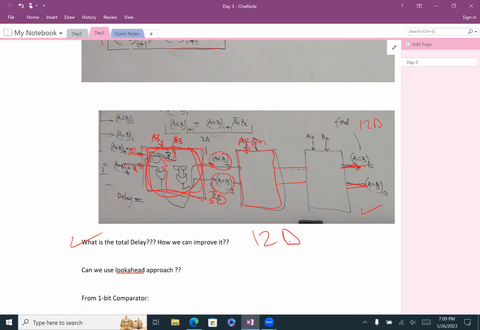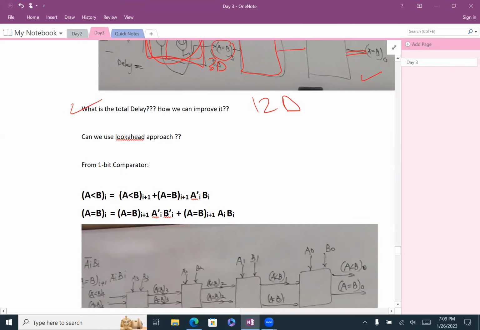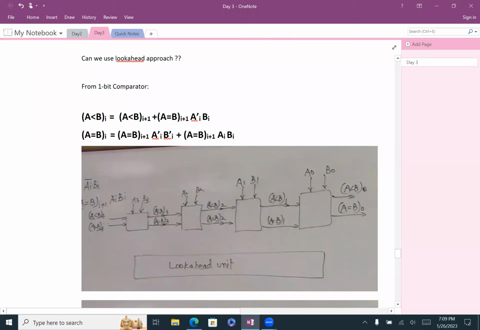Now, again, how can we speed up the process? What we did with the carry issue: yes, we used look ahead, and we tried to break the connection. We try to find if there is a way to find A less than B and A equal B before, and that's going to help us speed up the process. All right, so that's how the circuit is going to look, and we will see how we can build the look ahead unit.